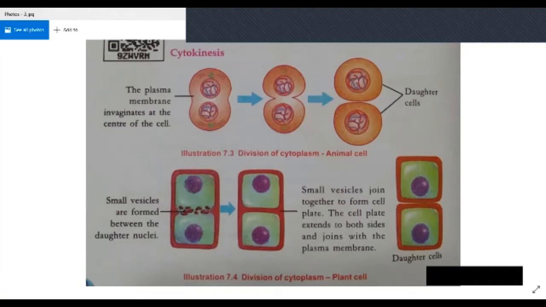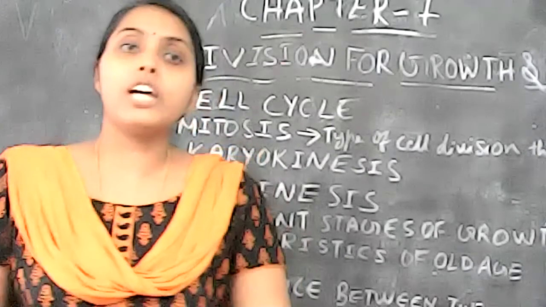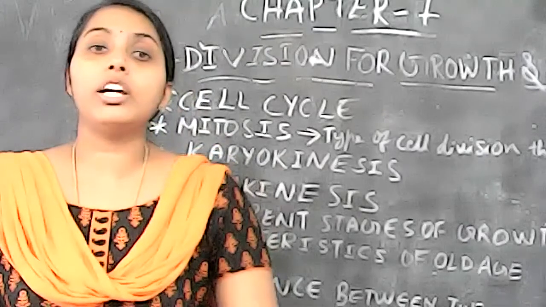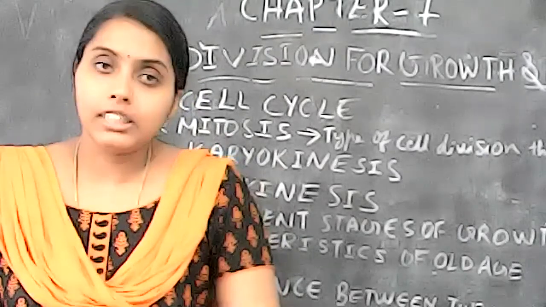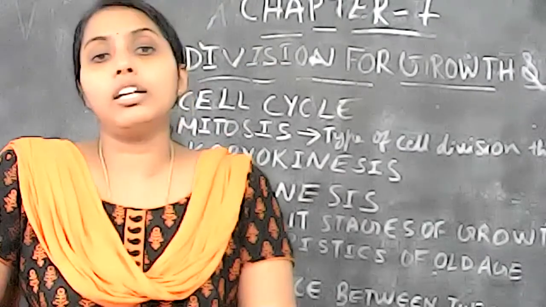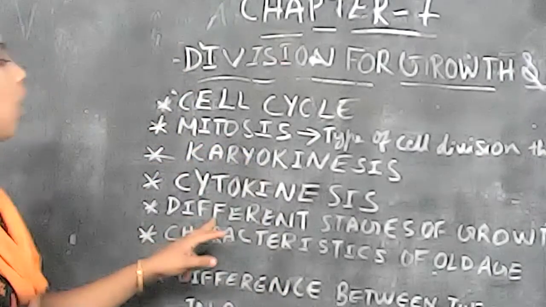After that you can see in the picture what happened. The single cell will be divided into two different cells. The cytoplasm division completes and the cell division is also completed, and the daughter cell is formed. New daughter cell is formed. That's about the cytoplasm division. So cytoplasm division is cytokinesis. Cytokinesis is different in plants and animals, and karyokinesis, the division of nucleus, is similar in plants and animals. Then about the different stages of growth.